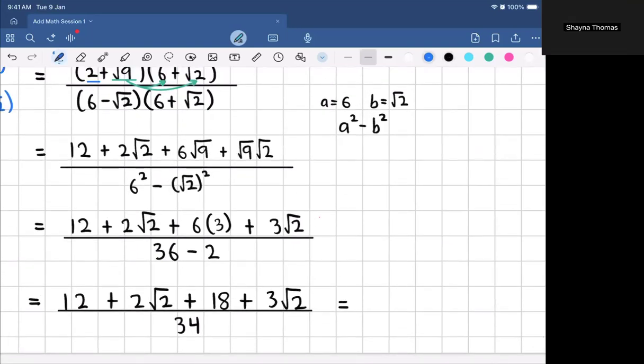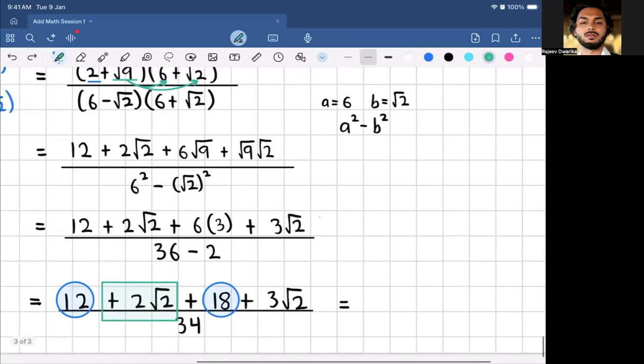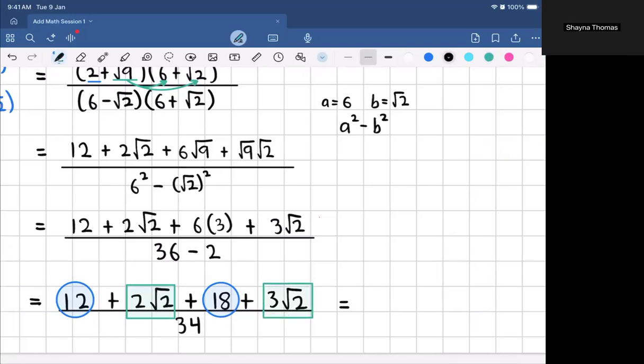I'm seeing 12 and the 8. And I'm also seeing plus 2 root 2. And I'm seeing 3 plus 3 root 2. So, cool. So what is 12 plus 18? 30. And what is 2 root 2 plus 3 root 2? 5 root 2. Excellent. All over 34. And that's it.